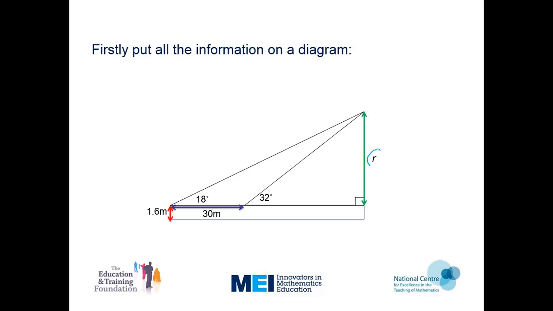Now you'll notice here I've called R this green line. It's not quite the height of the building, because for the height of the building I would need to add on this, but I know that's 1.6. So if I could find R, I could find the height of the building. So I'm looking for R.